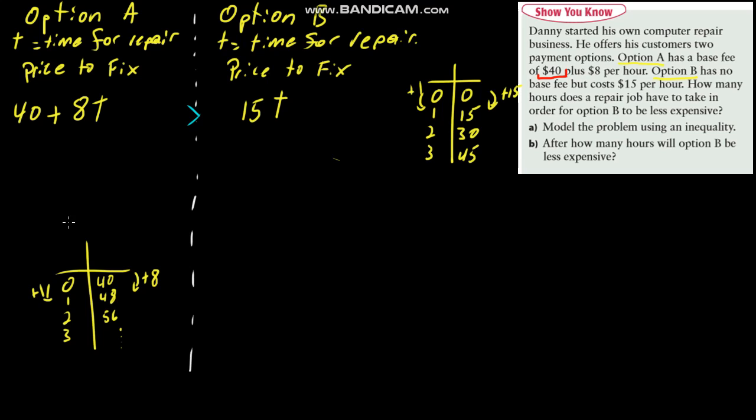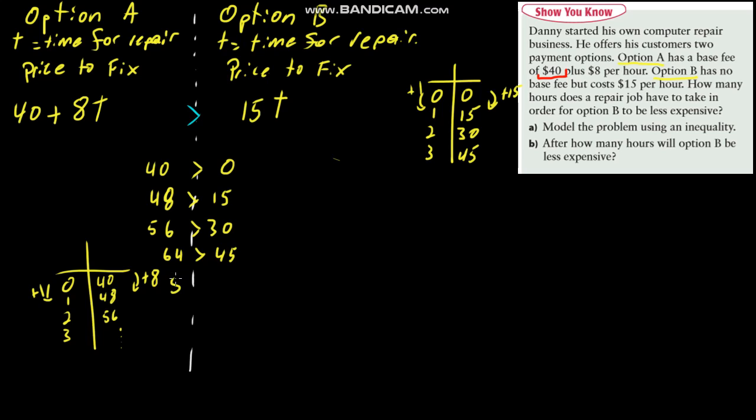So we know that for 0 hours, we would have $40, and we would have $0 for option B. If we kept on going up, for t equal to 1, we would have 48, which is greater than 15. So far, option A is winning here. It's more expensive, I should say. But very soon, we're going to see something else happen. 56 is still going to be larger than 30 for 2 hours of repair. And we're going to keep on going. 64 is still larger than 45.